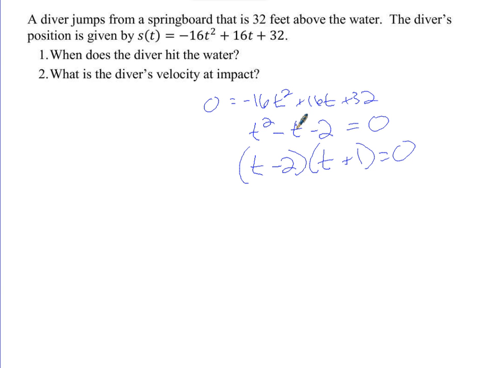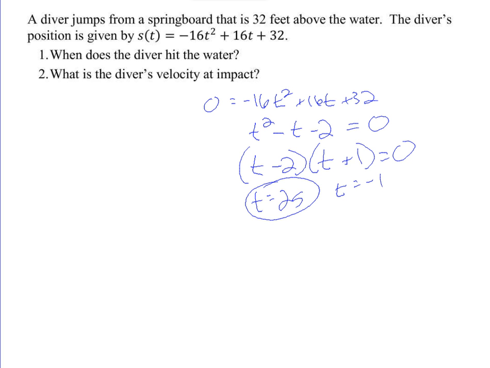So solve for t, right? Zero product property. This becomes t equals 2. T equals negative 1. Now what? Think about that in terms of the problem. It can't be t equals negative 1. That doesn't make sense. Okay? So t equals 2 seconds. If you jumped off a cliff 32 feet above the water, it would take 2 seconds to hit the ground.